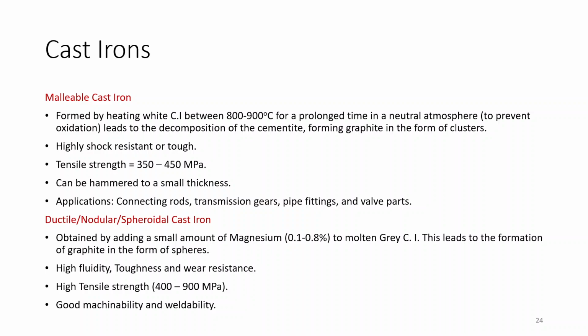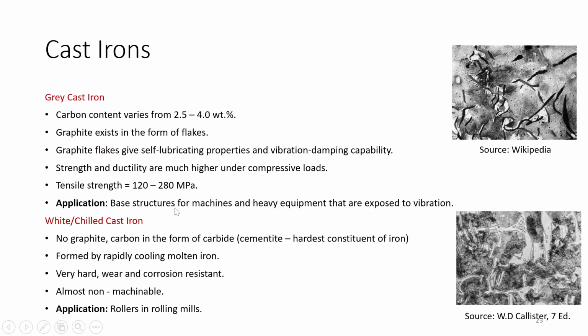Okay, next, they also have good toughness and high wear resistance, and they also have high tensile strength, up to 400 to 900 MPa. So it is almost twice that of malleable cast iron, and it also has good machinability and good weldability. Okay, machinability was very poor in the case of chilled cast iron.